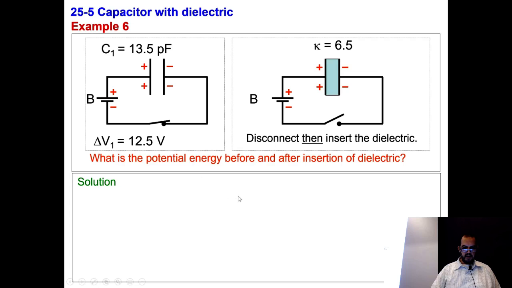All right. So here is a problem. We have the capacitor C1 connected to a battery with a potential difference of 12.5 volts, and then we disconnect the battery. Okay, we disconnect the battery, then we insert a dielectric material, and the question is, what is the potential energy before and after the insertion of the dielectric?